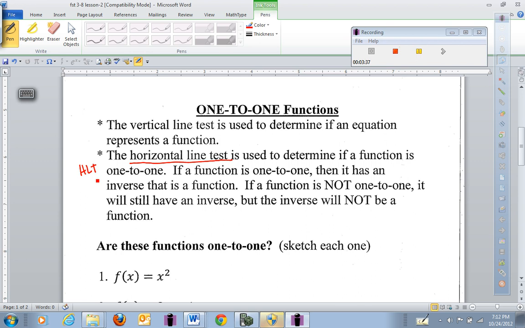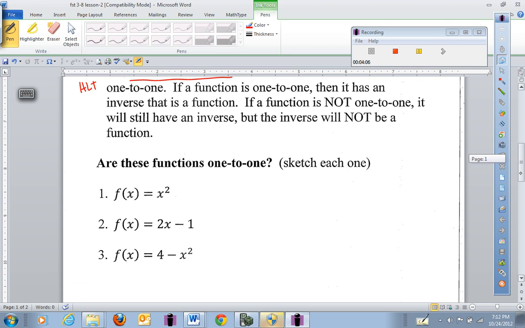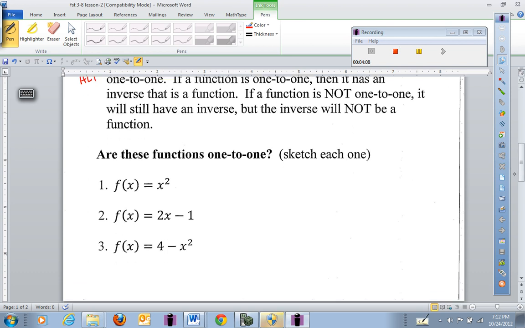If a function is not one-to-one, in other words, it does not pass the horizontal line test, it will still have an inverse, because we can switch the ordered pairs around, but the inverse will not be a function. All right? So a lot of times we only want to study those things that are one-to-one and pass the horizontal line test, because it's only interesting to study something whose inverse is also a function. Okay, well, let's look at these and we'll see which ones are one-to-one.